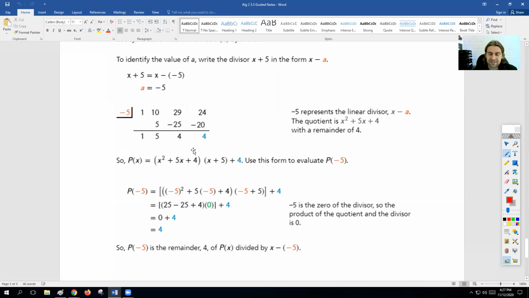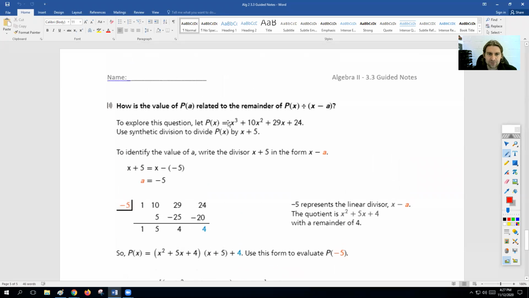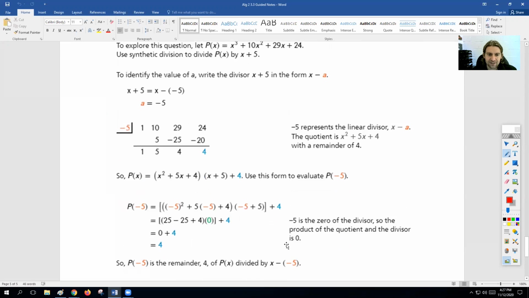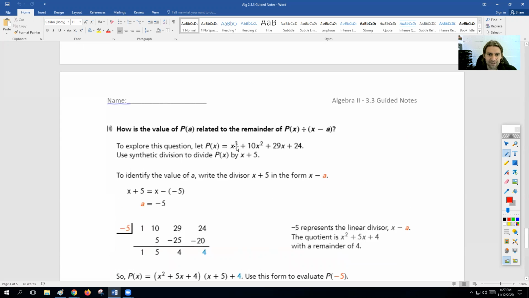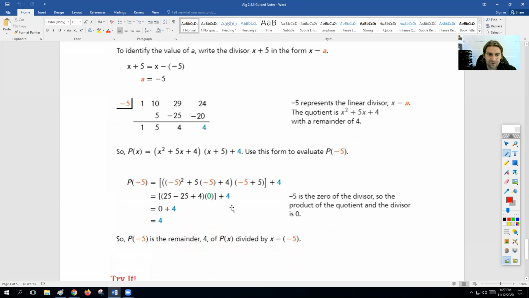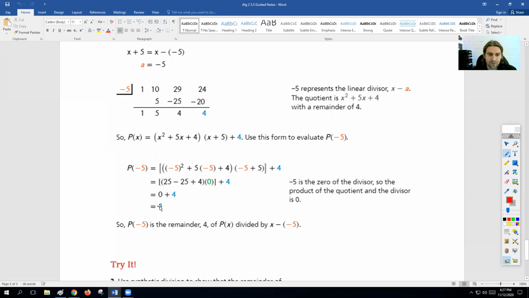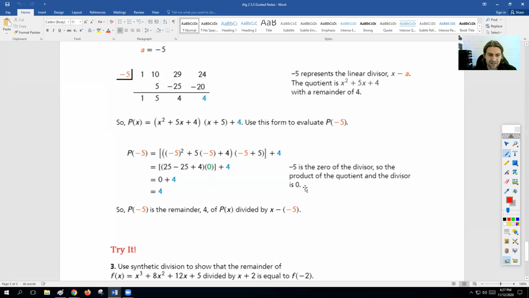What's an interesting fact is, if we go back into this original equation and plug in -5 for the x values, like -5 cubed plus 10 times -5 squared plus 29 times -5 plus 24, we end up getting 4. So the remainder of the division is also equal to the value of the number plugged in.